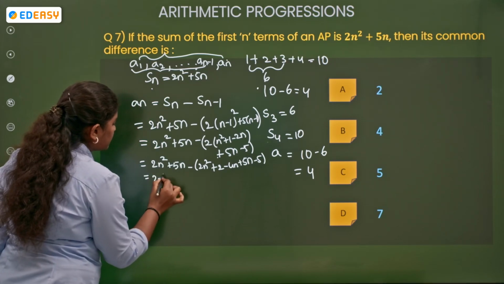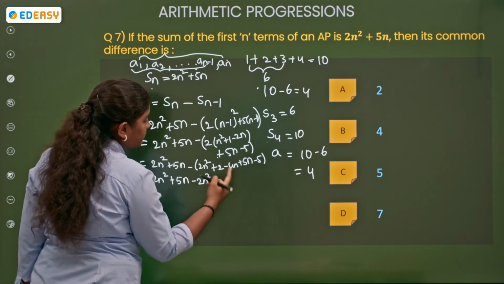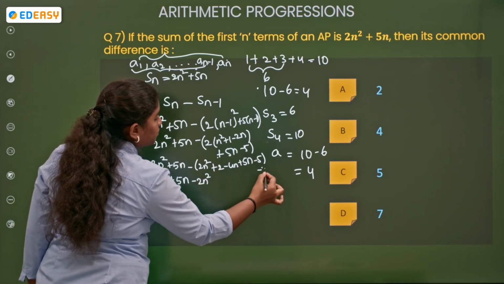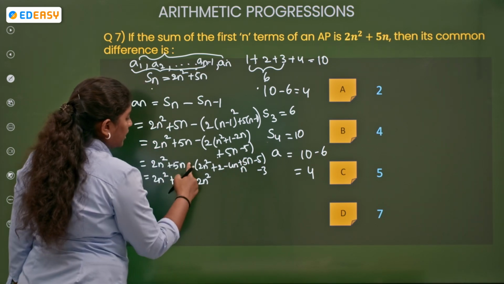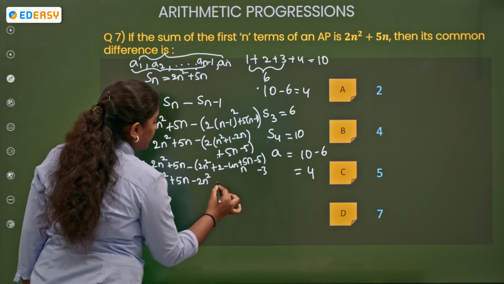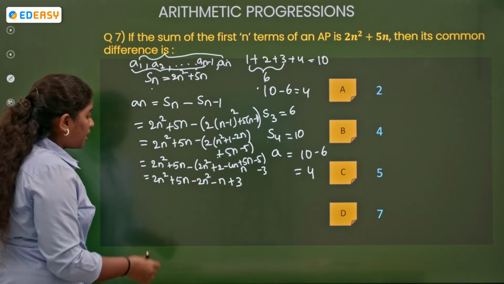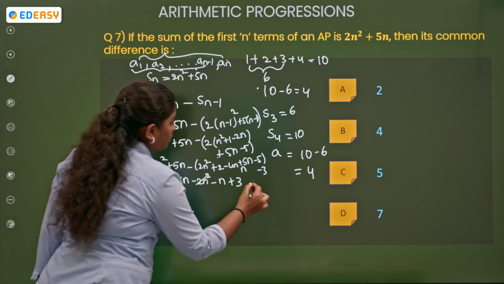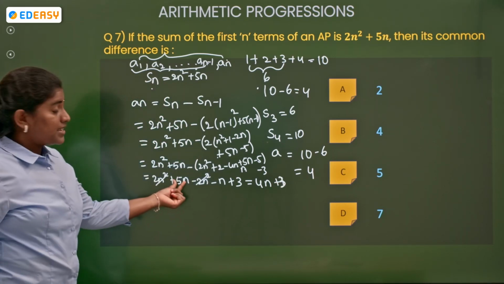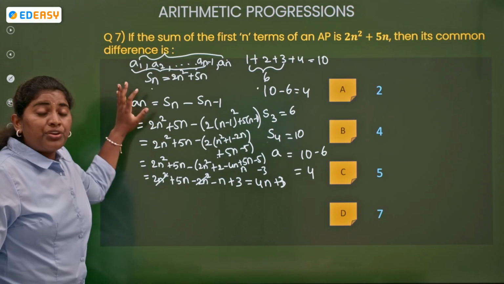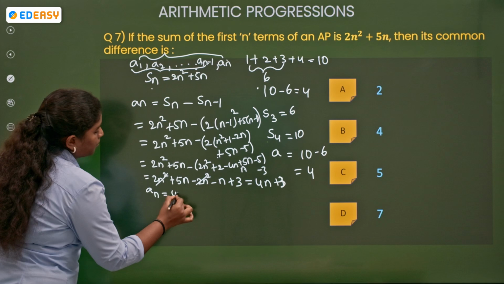If you simplify this once again, 2n square plus 5n minus 2n square plus 2 minus 5 will give you minus 3. Minus 4 plus 5, what is the value? Plus n. Now, minus into plus n is minus n, and minus into minus 3 is plus 3. Clear? Now, 2n square cancels. So what did we get? 4n plus 3. It means 5n minus n is 4n, plus 3. We got the an value as 4n plus 3.